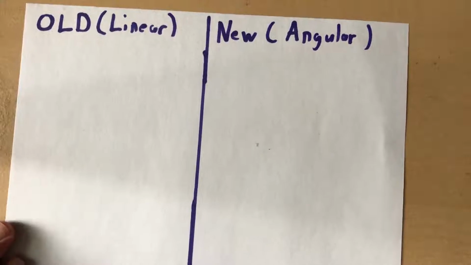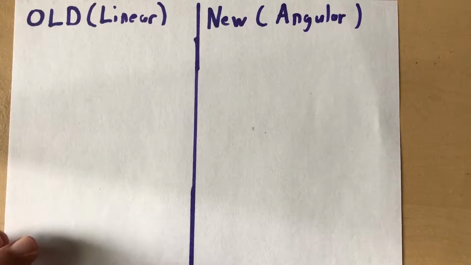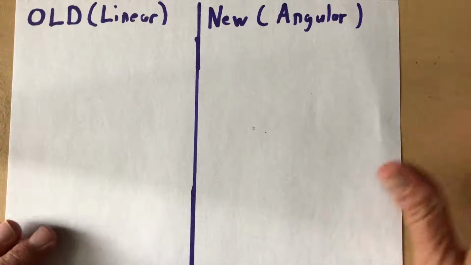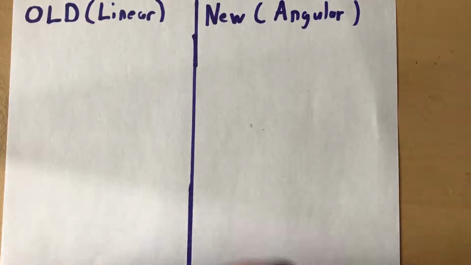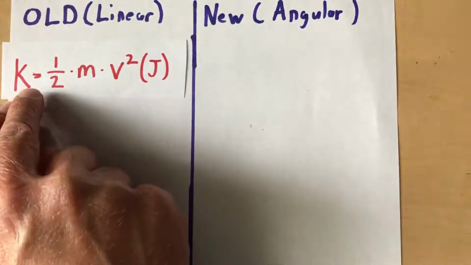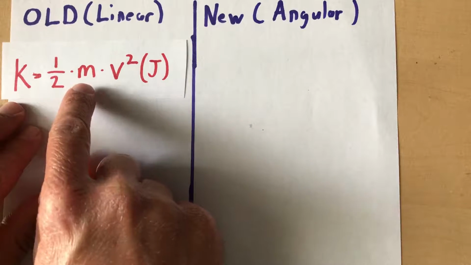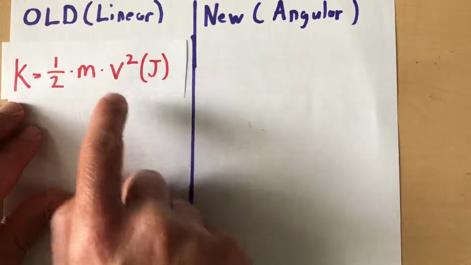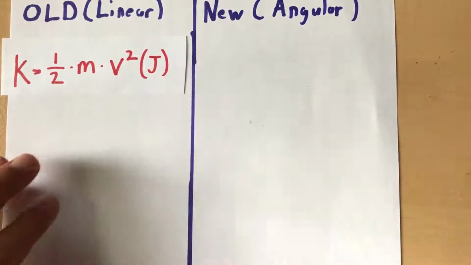Okay, part 3 of 4 here. So let's move on to energy. More specifically, kinetic energy. So our old version of kinetic energy looked like this. Kinetic energy is equal to 1/2 times the mass of an object times its velocity squared. And it was measured in joules.